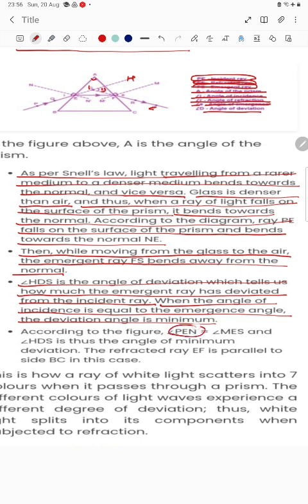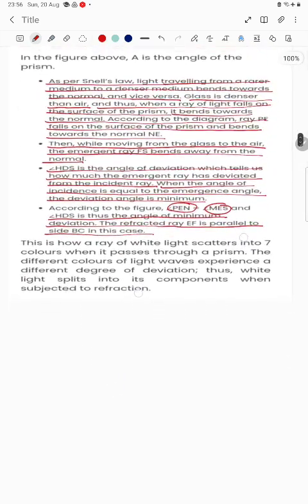According to the figure, angle PEN equals angle MES. If you see, angle PEN is equal to angle MES. Now the next point: HDS is thus the angle of minimum deviation. The refracted ray EF is parallel to the side BC in this case.